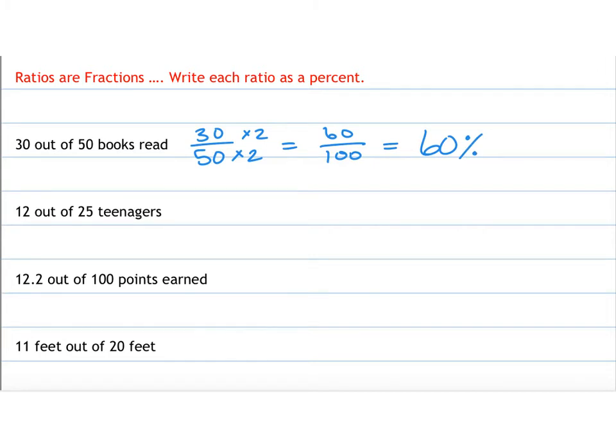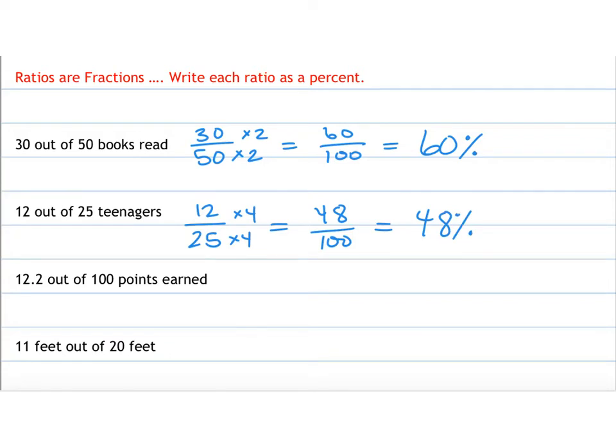12 out of 25 teenagers were present for class today. So write that as a fraction. 25 times 4 I know is 100. Again, get the bottom to be 100. So 12 times 4 is 48. So that means 48% of the teenagers.